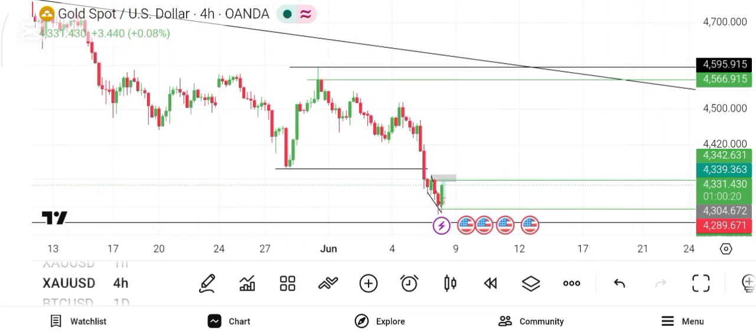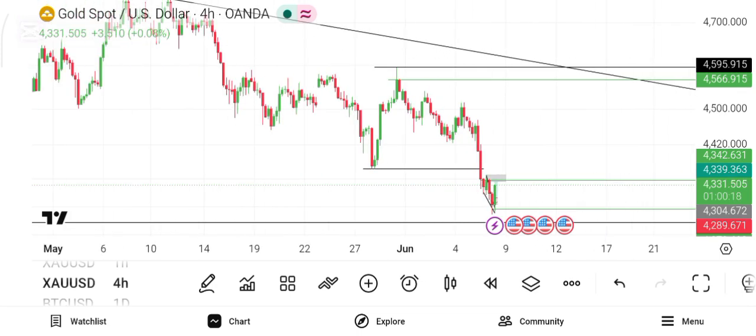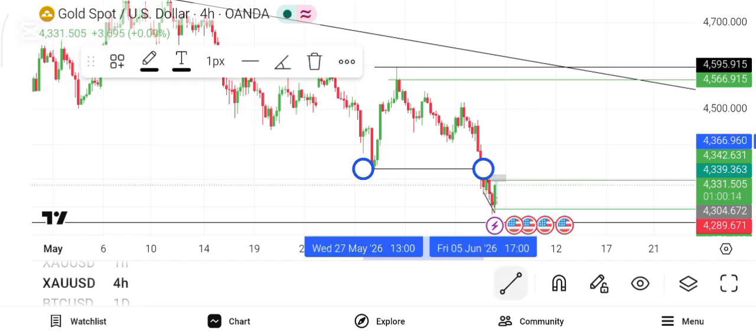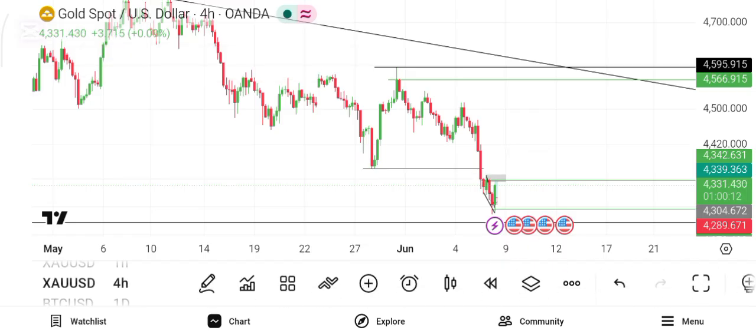Okay, let's just get in. As you look into the 4 hours time frame now, you will notice that there is a break of structure already. This is the break of structure. So now we are looking at a little pullback, so that the trend can continue going down.